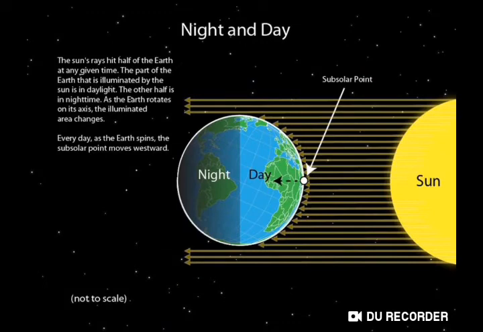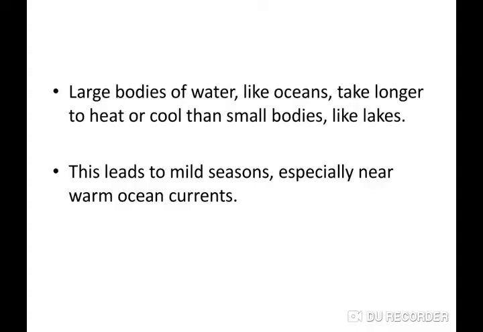This is a picture that I downloaded from the NASA page, so you can observe how the sun's rays are hitting directly to the Earth's equator. Large bodies of water, like oceans, take longer to heat or cool than small bodies like lakes. This leads to mild seasons, especially near warm ocean currents. This is what we were talking about in class, if you remember.